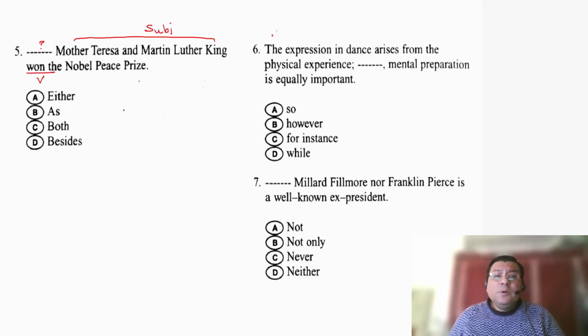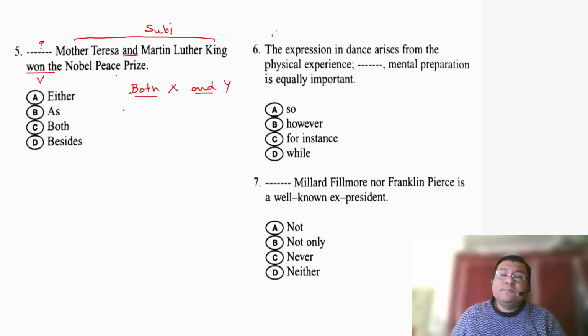But what is supposed to accompany this word and? The only possibility is that we have the structure both X and Y as a correlative conjunction to express addition of the two subjects. We mean it's equally important the fact that these two persons won the Nobel Peace Prize. Either cannot match and, as cannot match and, both can match and. So this is the best one.